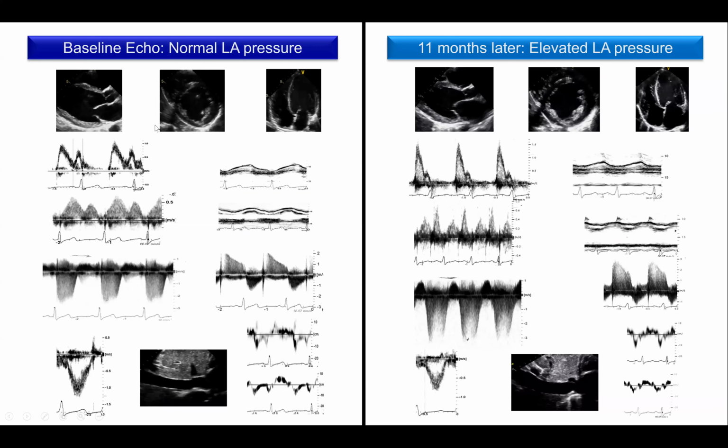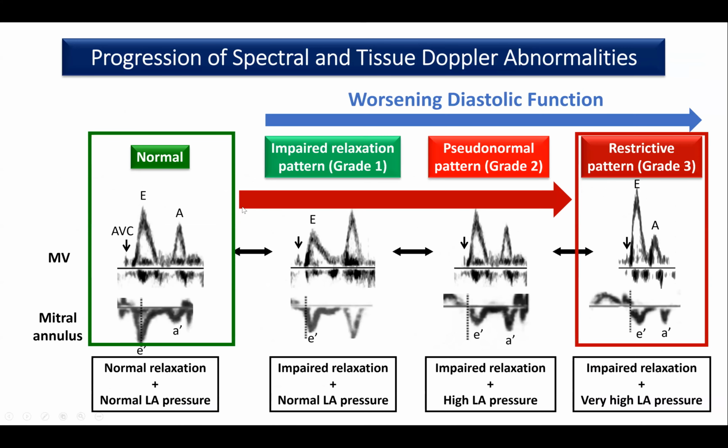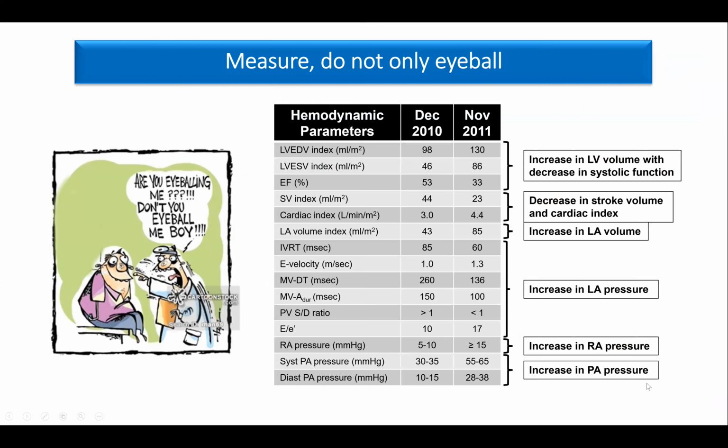So you see, you can compare things. You can compare systolic function. You can compare diastolic function. And what happened to this patient, he jumped from normal to a restrictive pattern, even though he's quite young. He went from normal to a grade 3 restrictive filling pattern, from normal relaxation to very impaired relaxation, and from normal LA pressure to very high LA pressure.